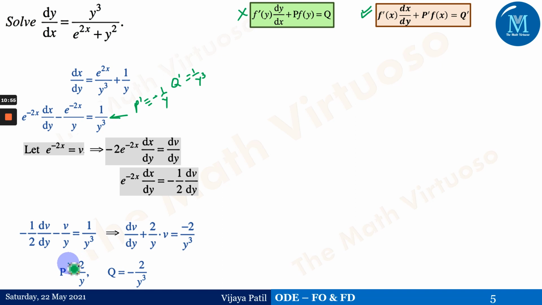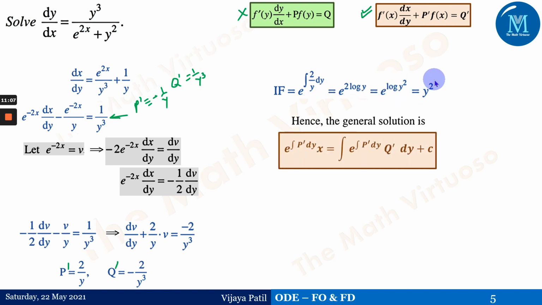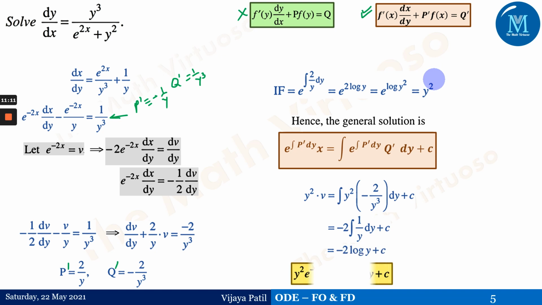You can call that p dash, you can say p dash or q dash, or p or q, it doesn't matter here. So this is what we'll be getting, and then the integrating factor is e to the power integration of 2 by y dy, which equals y square. Again we are doing the same thing, and therefore the particular solution for this equation would be this.